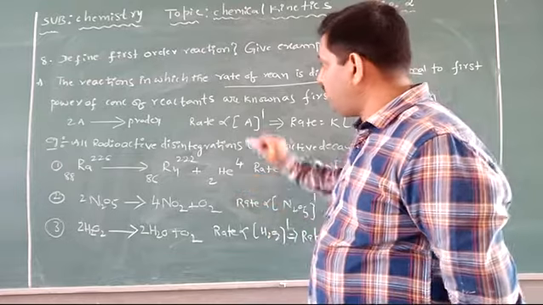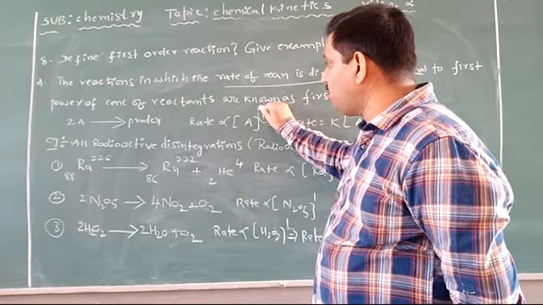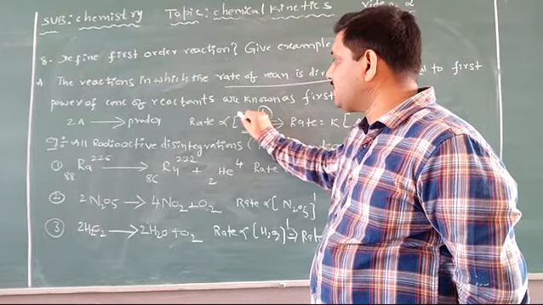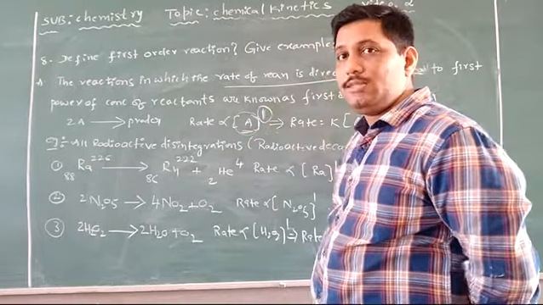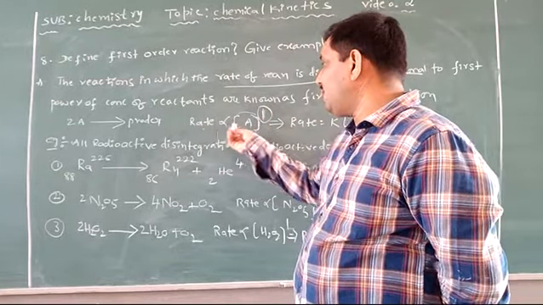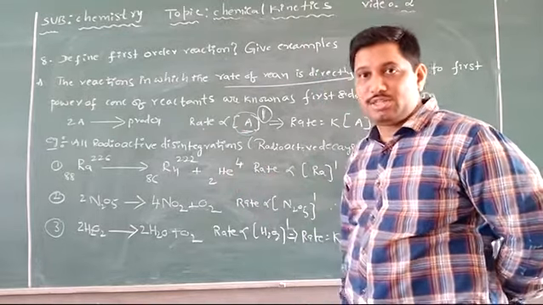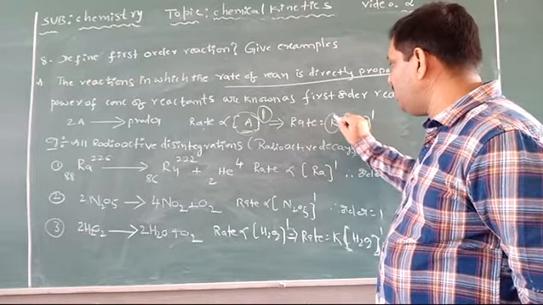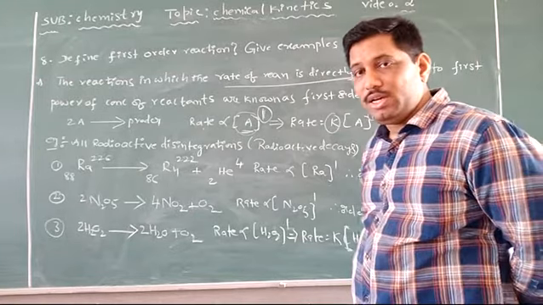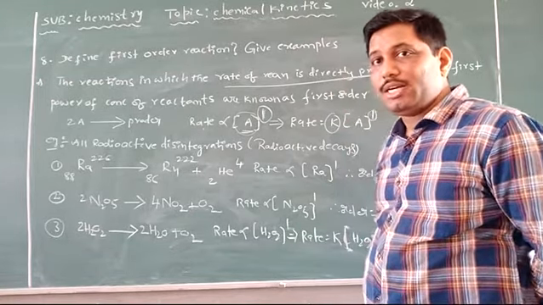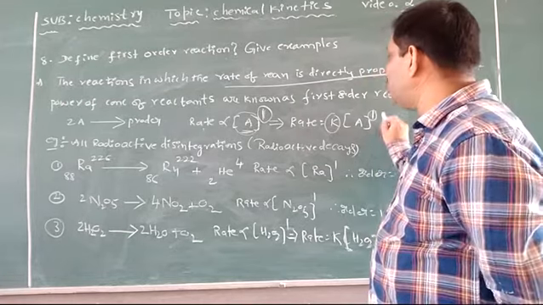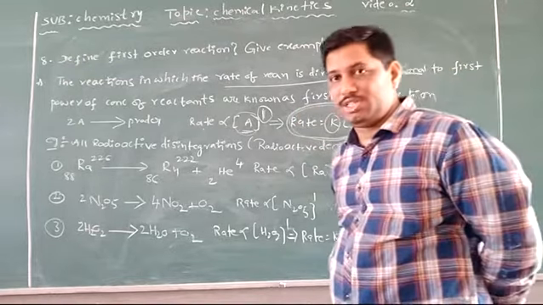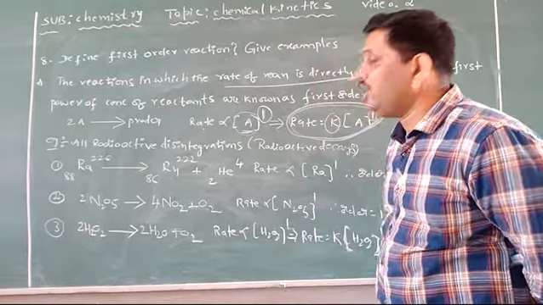According to the concept, the rate of the reaction is directly proportional to the first power of concentration of reactant. Here A is the reactant, the square bracket indicates concentration of reactant whose power is 1. Therefore, rate is equal to some constant K into concentration of A to the power of n. Rate is equal to some constant K into concentration of A to the power of 1. It is known as the rate law, rate equation, or rate expression. Clear, student? This is known as first order reaction.